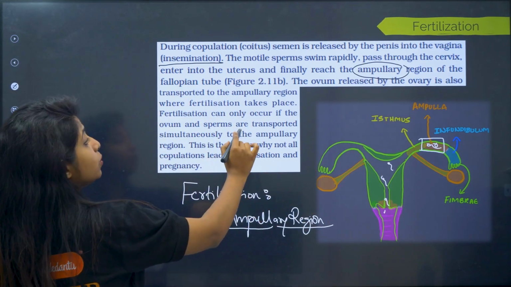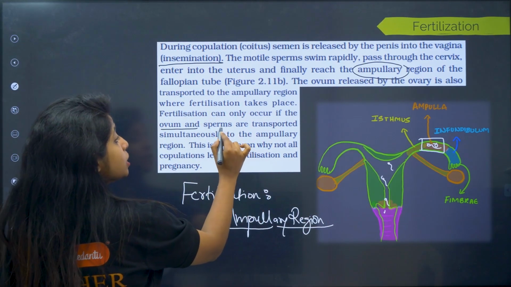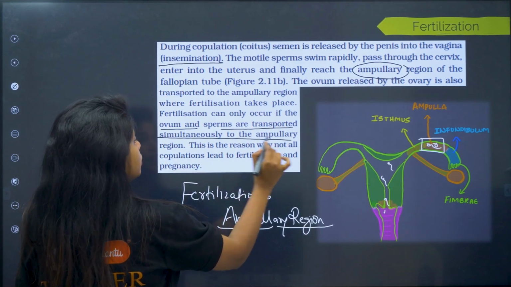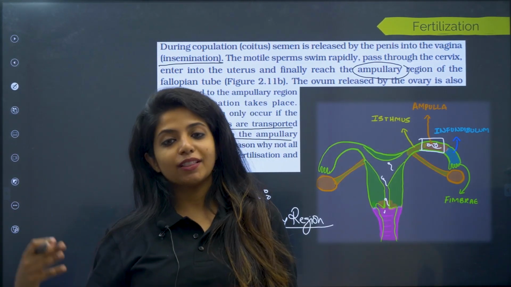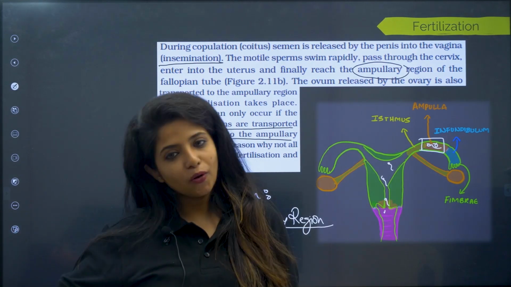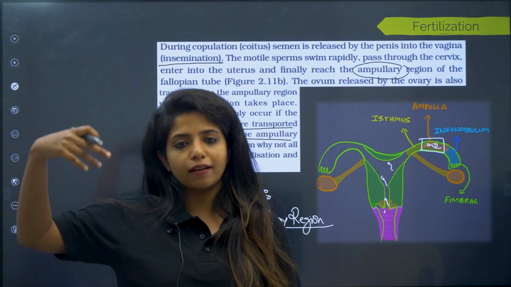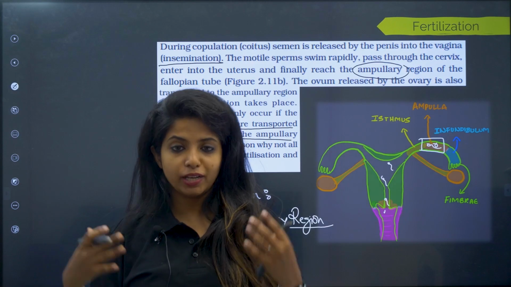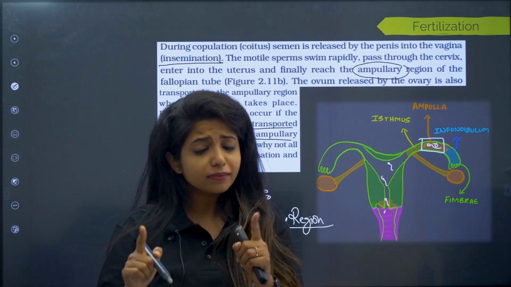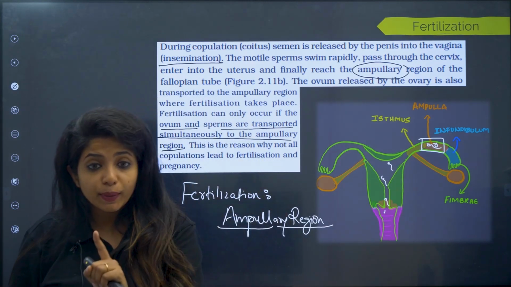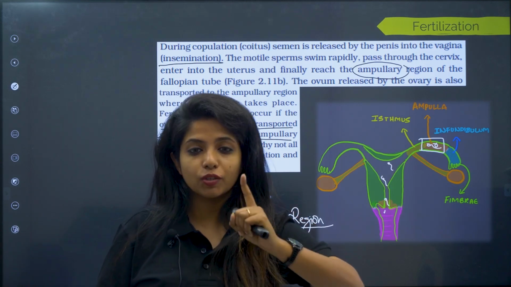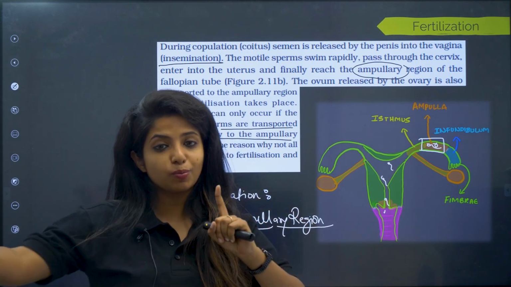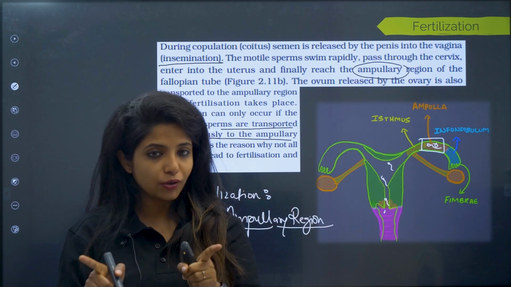Now, fertilization can only occur if the ovum and the sperms are transported simultaneously to the ampullary region. So it's not like the egg comes and waits there and the sperm does not come at all. Then obviously, if it comes after a few days, fertilization won't be taking place. Because why? The egg will be just waiting for one day. It will be fertile for just one day. So during this 24 hours, if the sperm is coming and fertilizing, it's well and good.